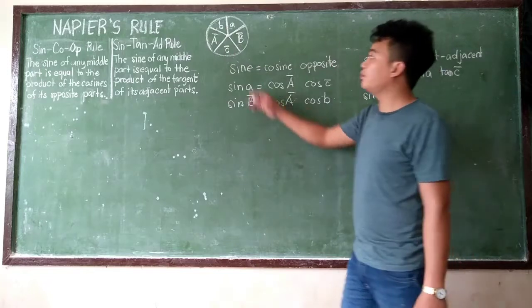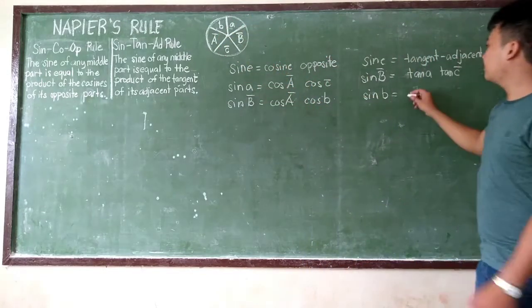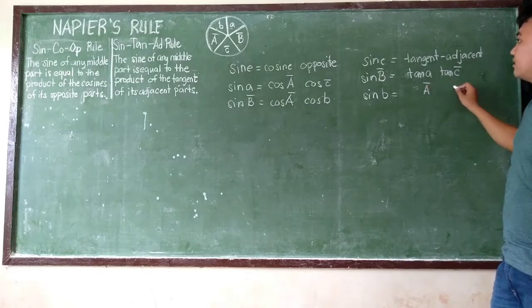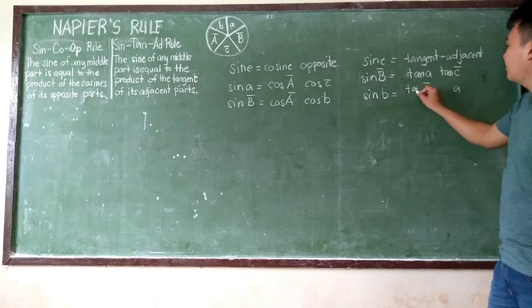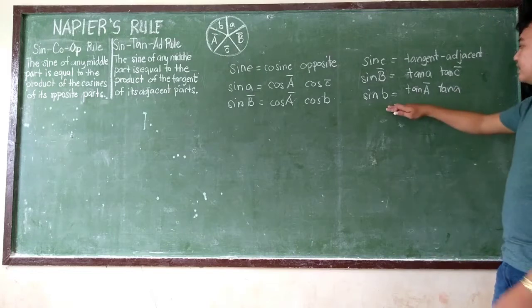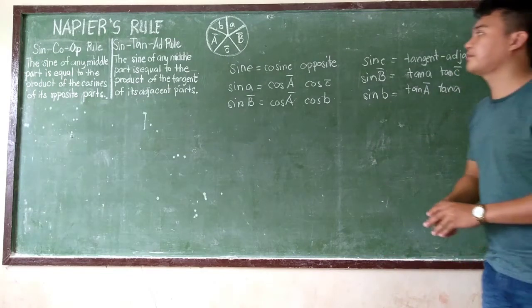So the adjacent of B is A bar and A. So tan A bar and tan A. So that is the sin tan add rule.